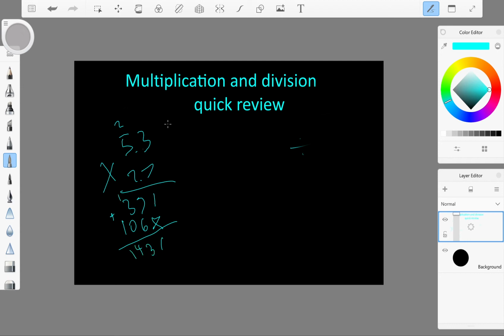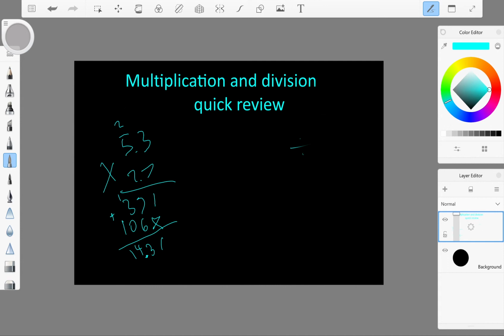Then you look up here and see how many decimal digits there are. Since there's a 3 and a 7, there are 2, so you make it so there are 2 digits to the right of the decimal. And bam, you have your answer. So 5.3 times 2.7 gives you 14.31, you guys.